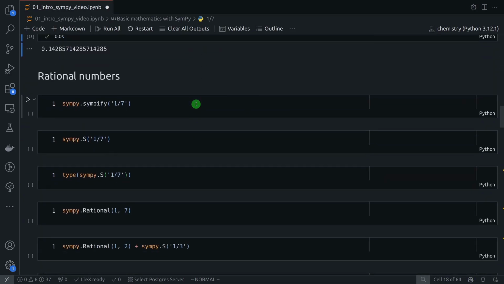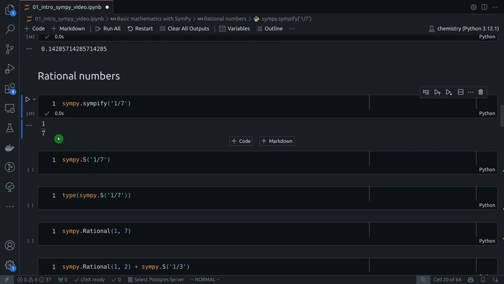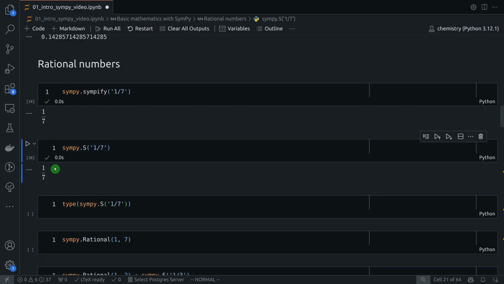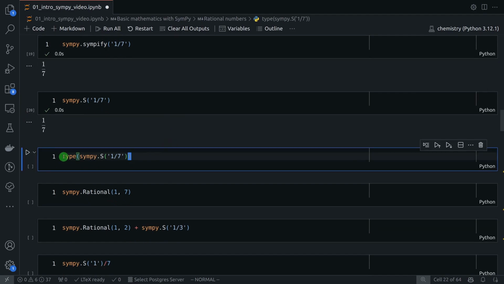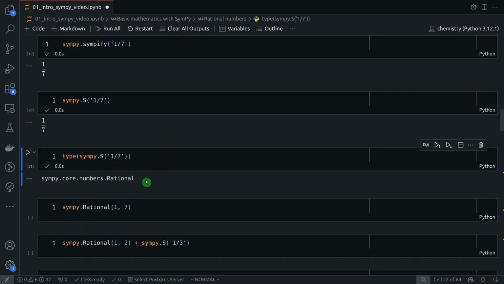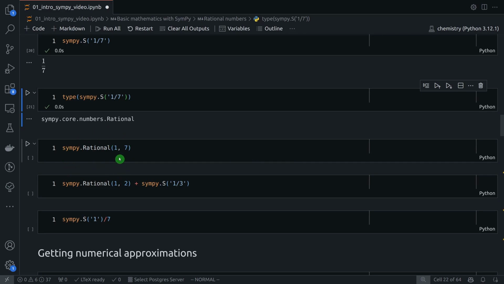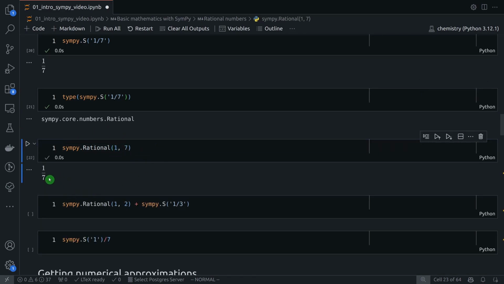Now, let's take a look at how SymPy deals with rational numbers. SymPy has this simplify function to which you can pass a string representing a division. If I execute this cell, we have here a symbolic representation of the division of 1 by 7. And if you are lazy enough to not want to type all this simplify name, you can just type a capital S and we will have the same result. The type of this result is the rational type. It's a class inside SymPy.